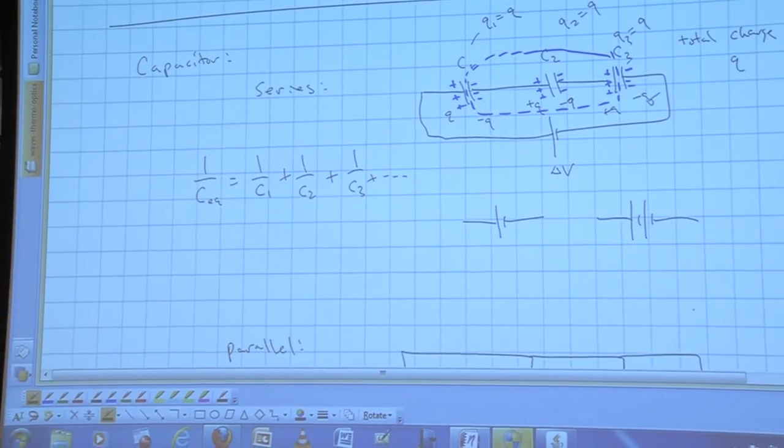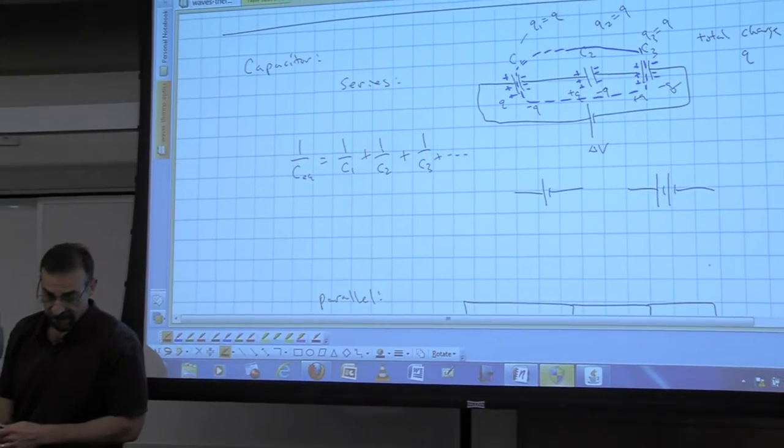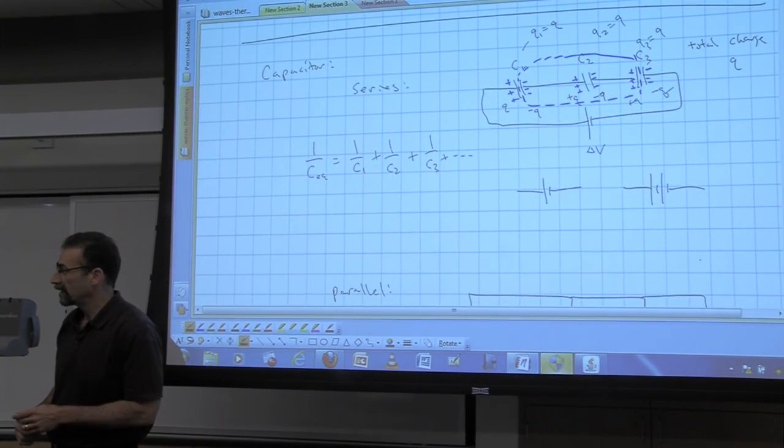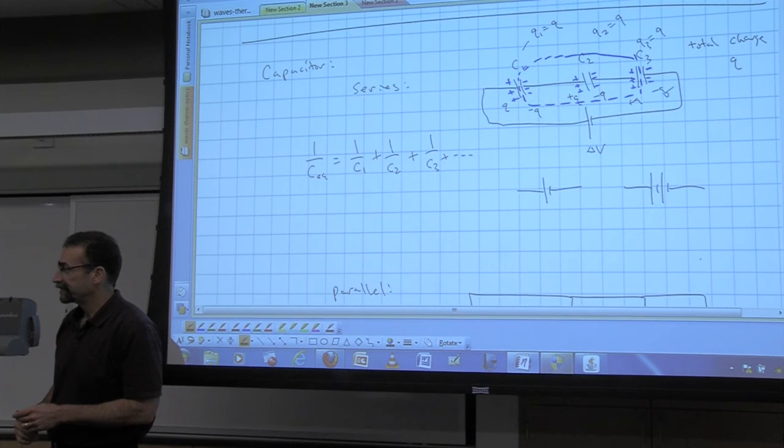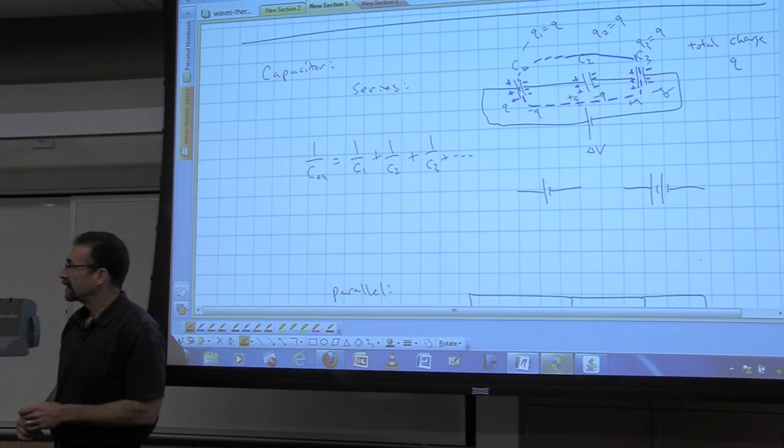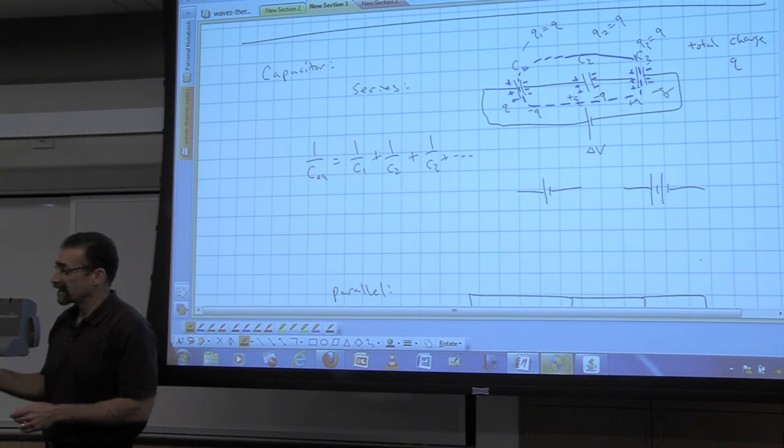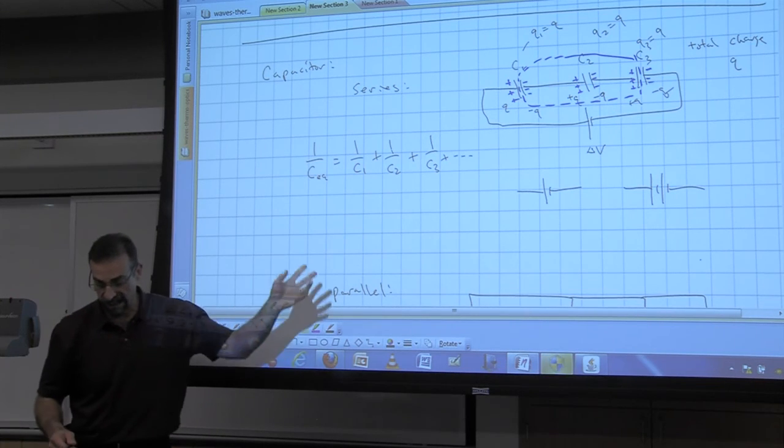Question? Does it matter if you have an even number of capacitors in there? Because it's easy to visualize the separation when you have 3 there, but if you put 4, it seems like it might be a weird effect in the middle. You know what I mean? Yeah, the question is, does it matter whether it's an even number or odd number?